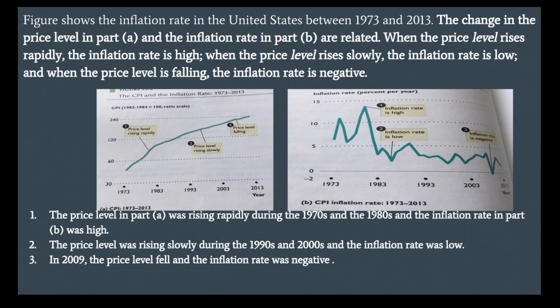The figure shows the inflation rate in the United States between 1973 and 2013. The change in the price level in Part A and the inflation rate in Part B are related. When the price level rises rapidly, the inflation rate is high. When the price level rises slowly, the inflation rate is low. And when the price level is falling, the inflation rate is negative. The price level in Part A was rising rapidly during the 1970s and the 1980s, and the inflation rate in Part B was high. The price level was rising slowly during the 1990s and 2000s, and the inflation rate was low. In 2009, the price level fell and the inflation rate was negative.